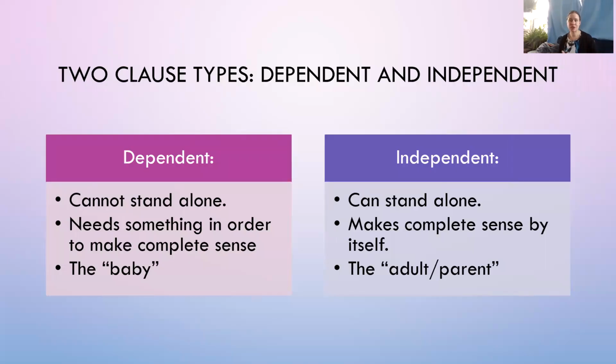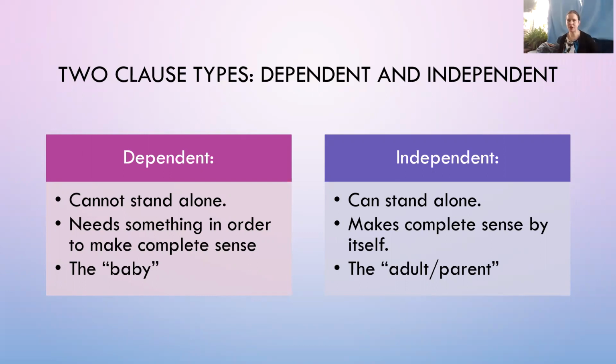That brings us to our two different types of clauses, dependent and independent. The dependent clause cannot stand alone. It needs something in order to make complete sense. You can think of this type of clause as a baby or toddler who needs help being held up to walk in order to make complete sense. They have to be attached to an independent clause.